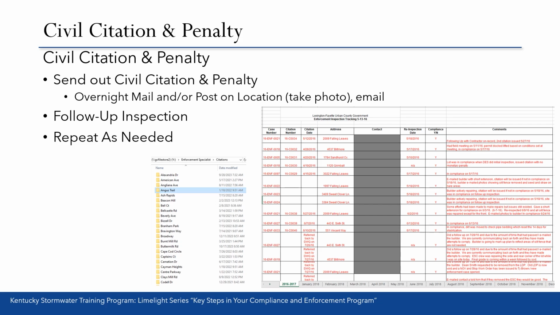The civil citation officer works closely with the original inspector when they're doing the follow-up inspections to make sure that the site is in compliance. If it's not in compliance, we repeat the penalty calculation worksheet and paperwork as necessary. As you can see, we also have to document everything that we do throughout this entire process through either an Excel spreadsheet. We also have folders on our server to document this escalating enforcement process.